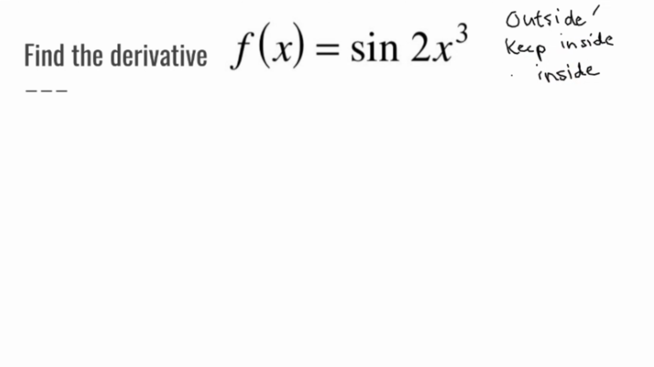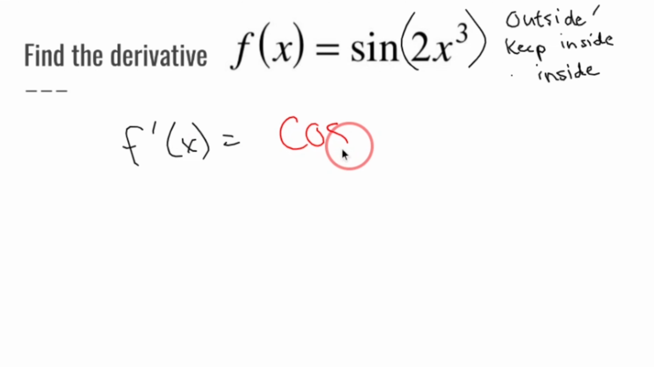So you might be looking at this and saying, all right, well, what's outside, what's inside? Well, that's inside, and the sine is outside. So the derivative of this using the chain rule is going to be the derivative of sine, which is going to be regular cosine. Keep the inside stuff, but multiply everything by the derivative of the inside stuff. So, which I should have put there.